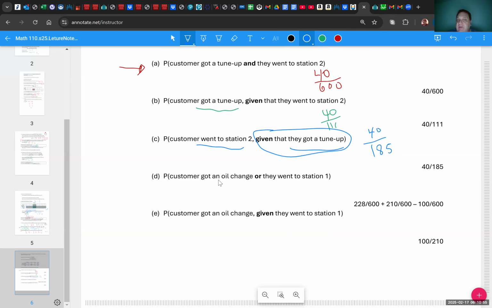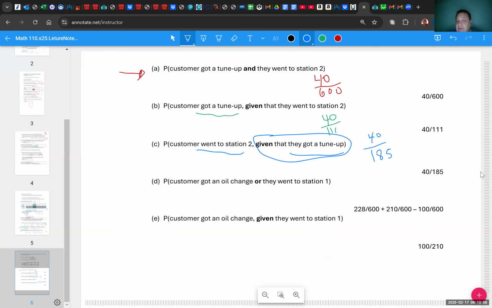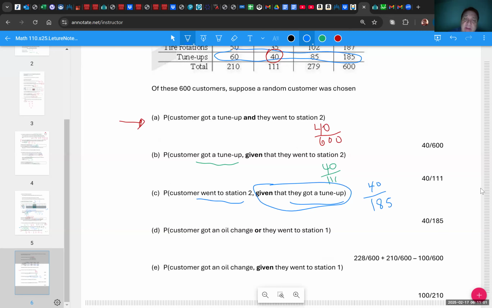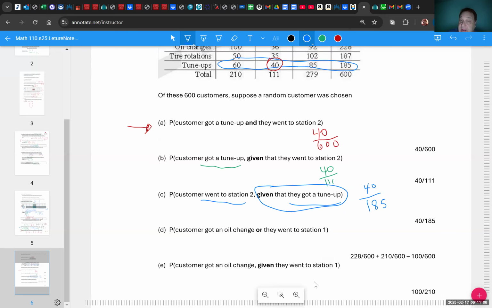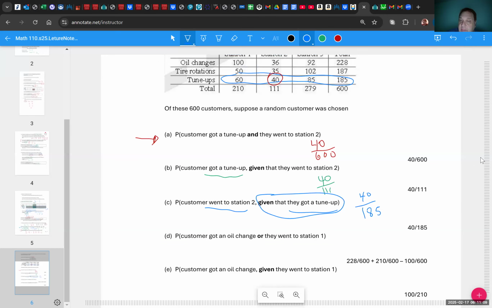All right. What's the probability the customer got an oil change or they went to station 1? Here's where I'm going to recommend using a formula, just because it gets a little bit messier when you're trying to count the overlaps. So to find the probability that they got an oil change or they went to station 1, we're going to do the probability that they have an oil change. Oil changes are 228, so 228 out of 600, because we're not saying given anything. And then station one. Station one is these guys right here.